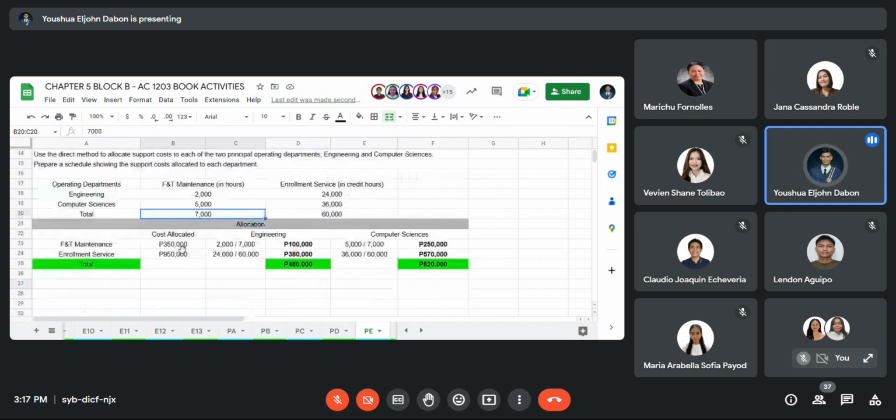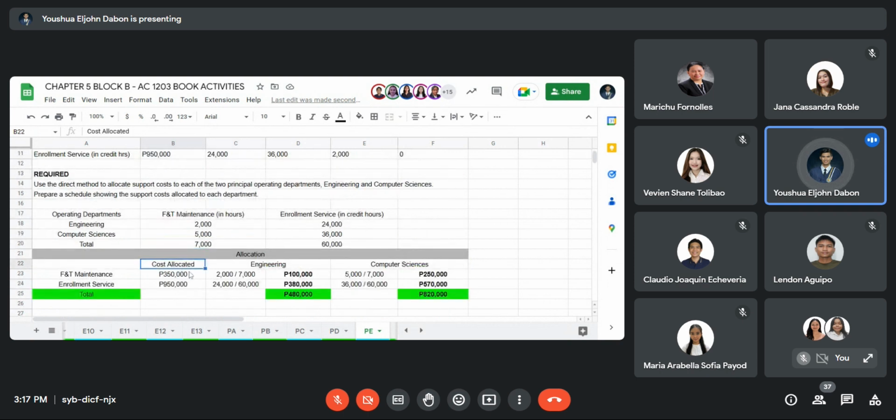Since we're going to use the direct method, we just directly allocate based on what we have here for the F&T maintenance hours and for the credit hours. So, for example, for the F&T maintenance, the cost to be allocated is 350,000. Now, the way we allocate that is by dividing.